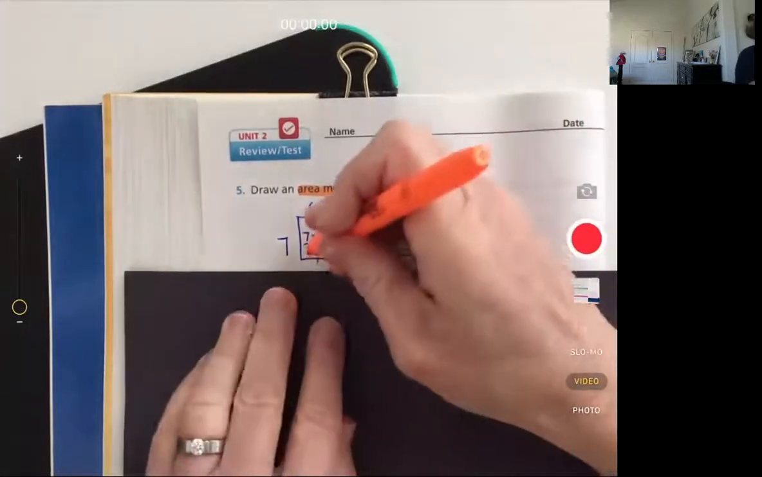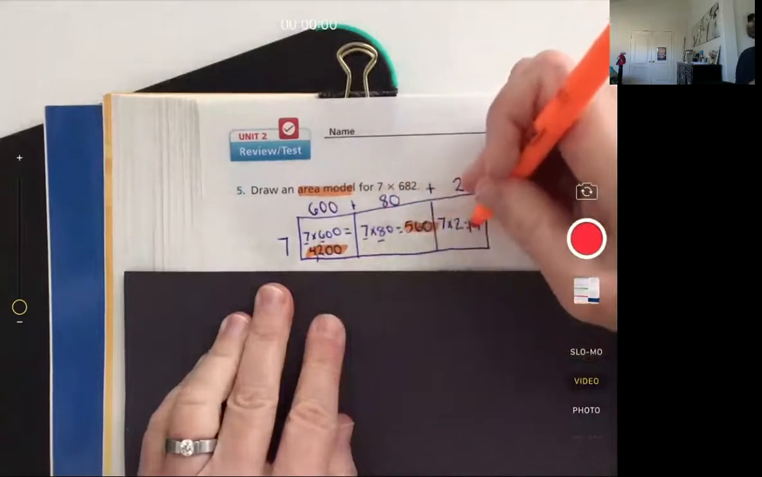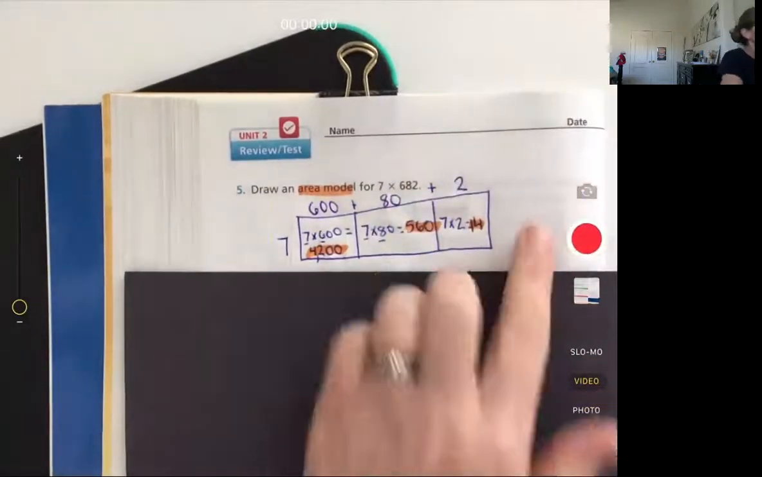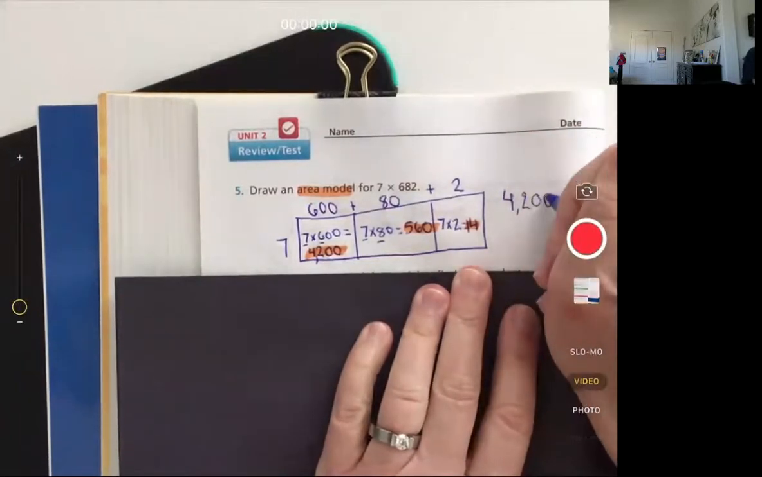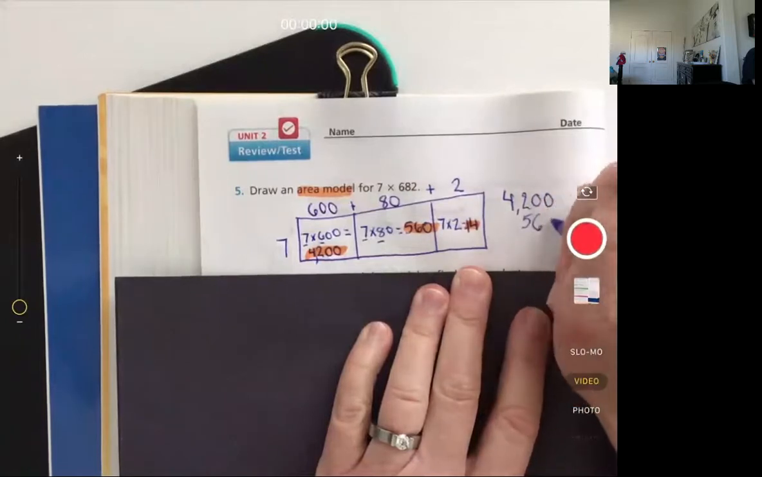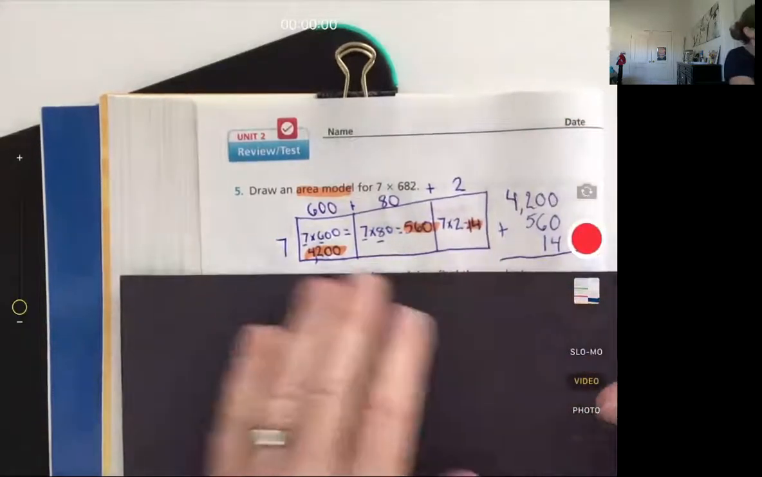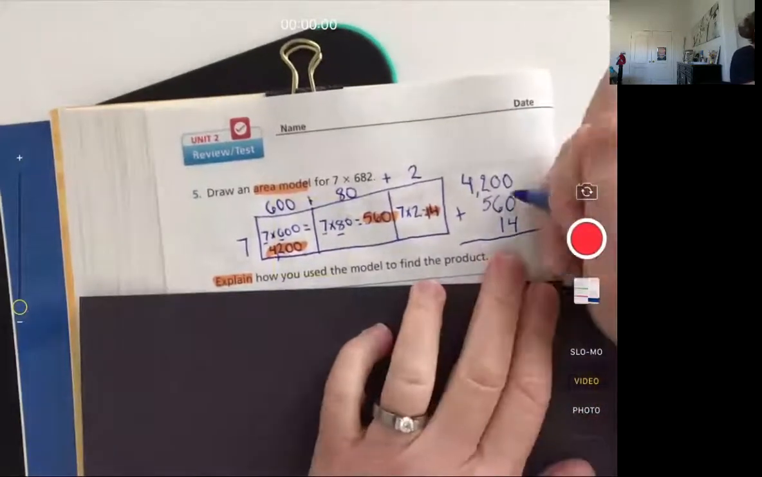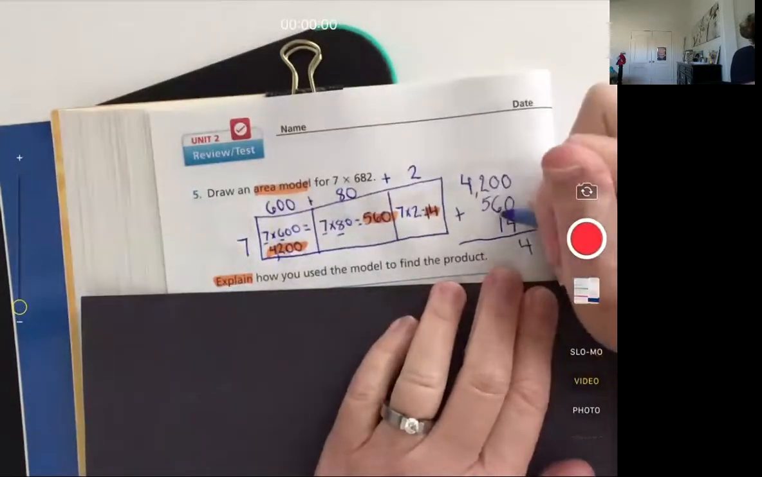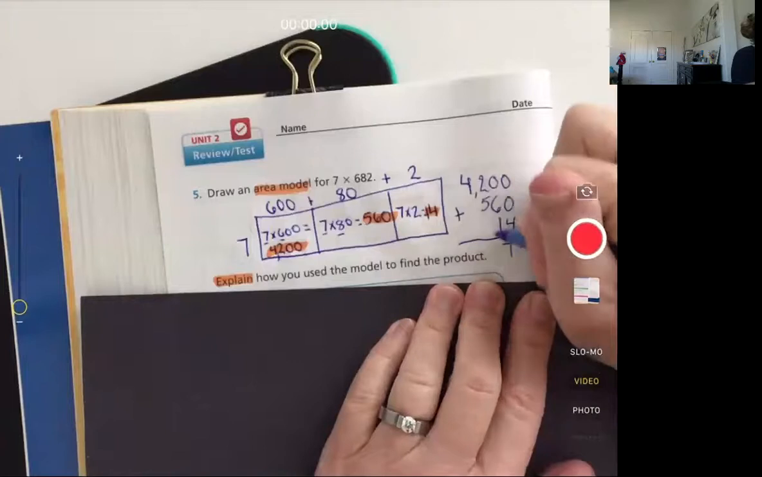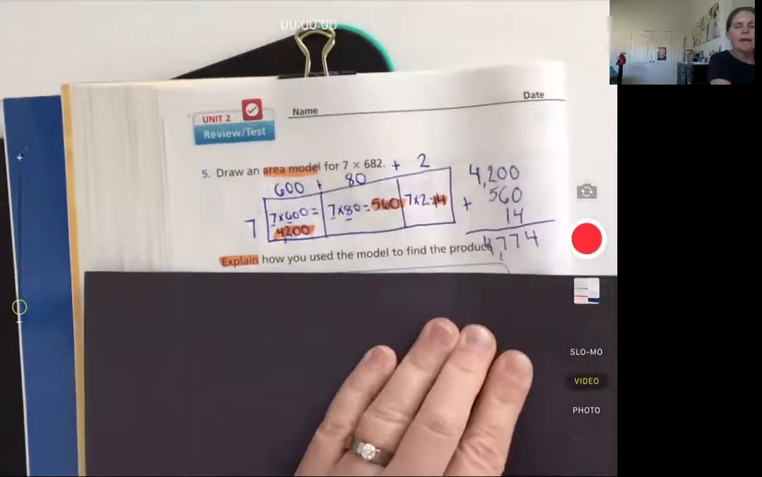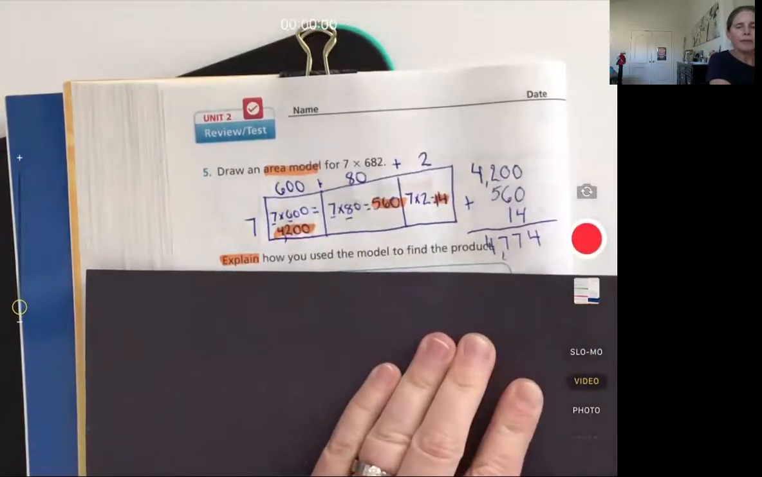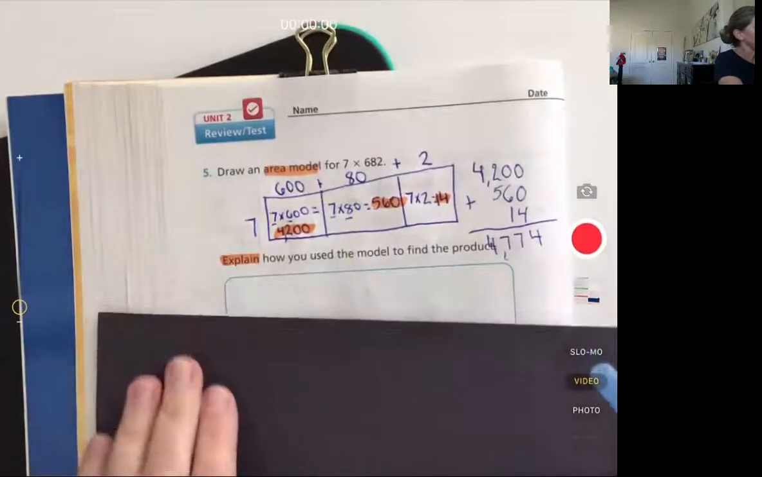I know that that's 14. Let's highlight our partial products because next step, we have to add them together. So I'll use this space. I'm going to start with the largest number. I'm going to make sure that I'm lining everything up. And I'm going to add it. Okay. 4, 7, 7, 4. 4,774 is the answer that I get. Okay, there's my area model.